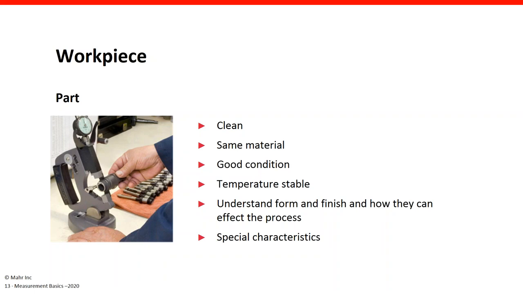The second part of the process is the workpiece. Again, it should be clean, the same material as the gauge and the master. Again, good condition, no burrs on it, temperature stable. We don't want to be measuring a hot part. And we should understand the form and finish and how they can affect the measuring process. We should also know about any special characteristics of the part. Is it a thin wall? Is it a compressible material? Those can influence the measuring process.